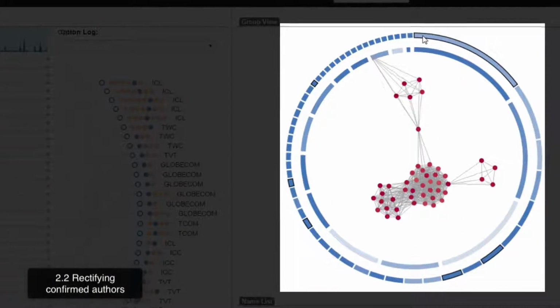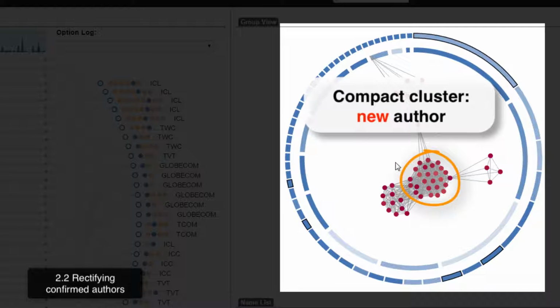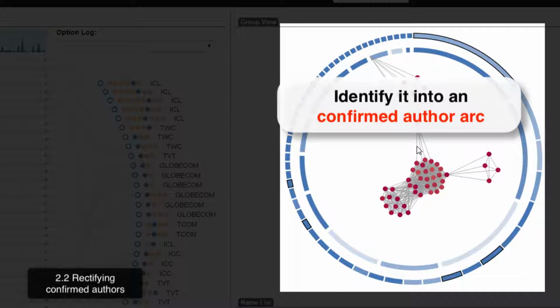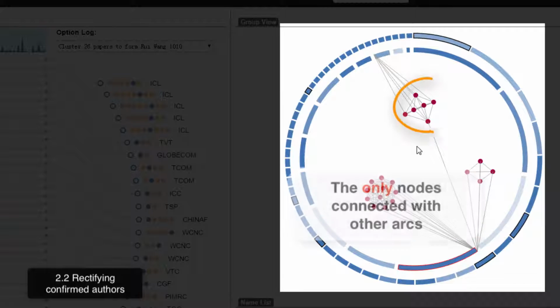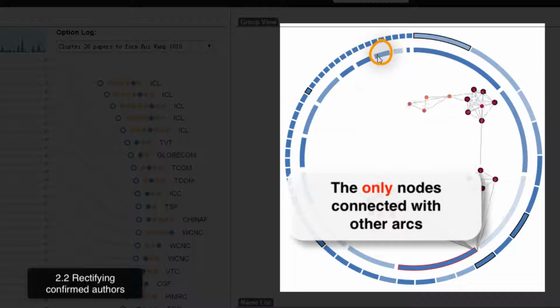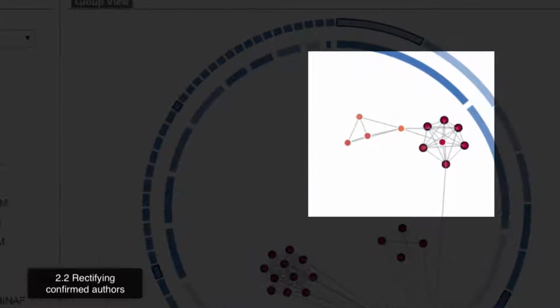We also identify a new RE1 from the co-author graph. We group this very compact cluster together and create a new confirmed author arc. It has high saturation, meaning these papers indeed belong to one researcher. Then we explore the relationships of these nodes and the only other connected arc. We merge this arc's paper nodes with the current co-author graph.